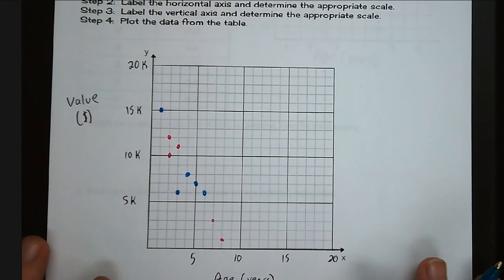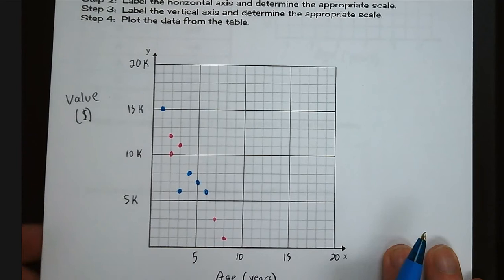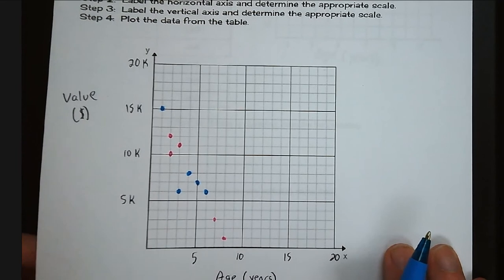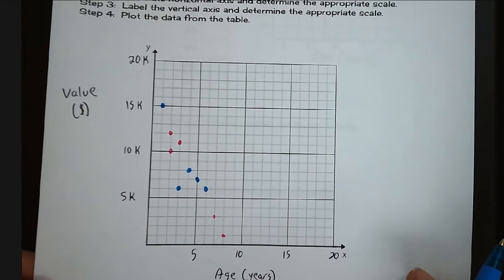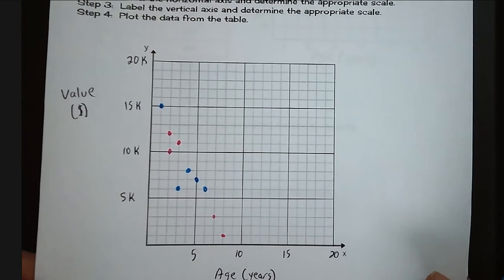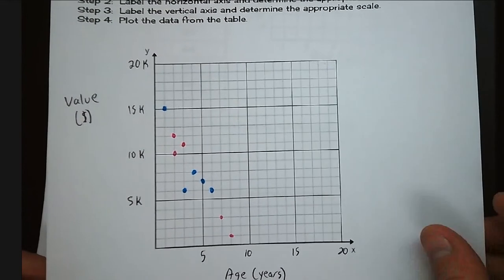Now, remember I said that term causation. Does the age of a car cause its value to go down? And for the vast majority of cars, it does. Now, if you're talking about some classic cars and some of those rare cars, the value would go up as they get older. But there's more than correlation here, there's causation. As the car gets older, it is worth less money.